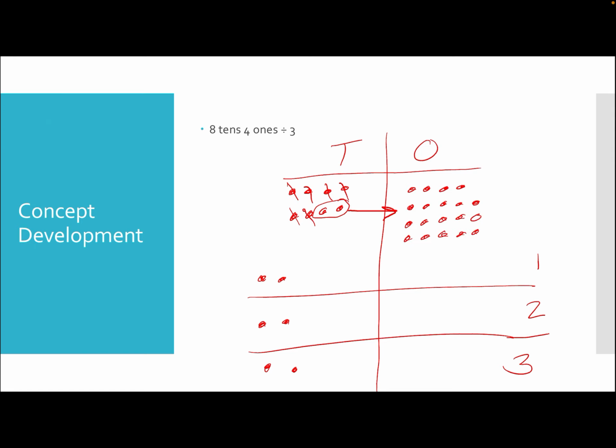All right, there's my 20 plus the 4 that were already there. So we have 24 ones. So we are then going to take these 24 ones and divide them amongst these 3 groups. So when you do that, it's going to look like this.